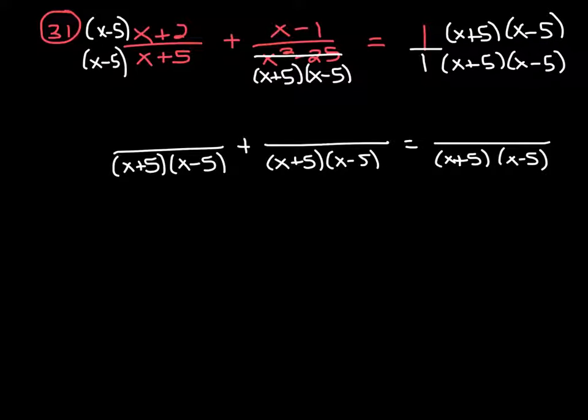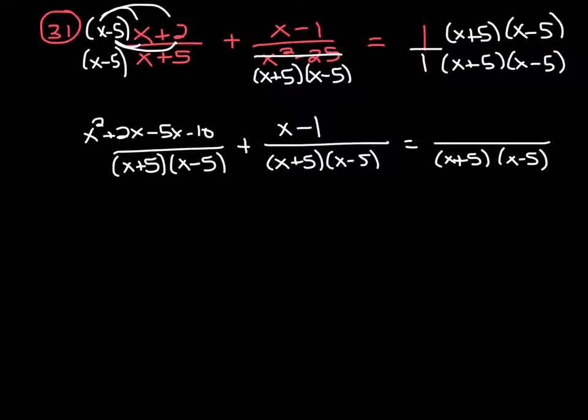Okay, so let's just write what we're left with after we have decided what to multiply each fraction by. So what we're going to do up here is double distribute out these two binomials. So x times x is x squared, x times 2 is 2x, negative 5 times x is negative 5x, and negative 5 times 2 is negative 10. Okay, now this x minus 1 I'm just going to bring right down.